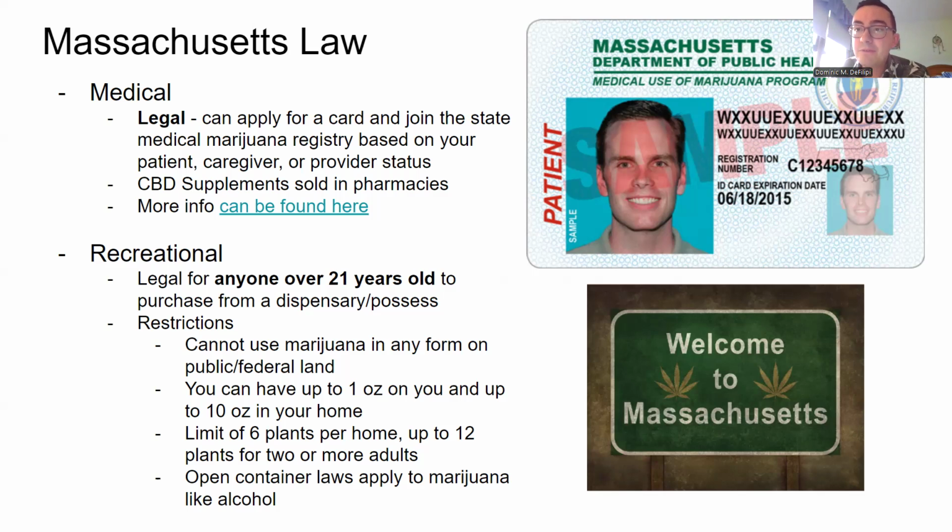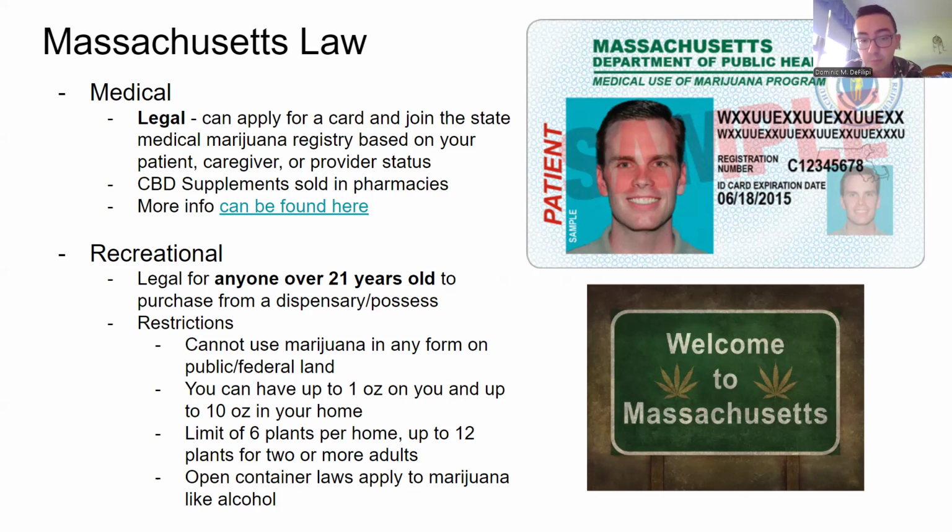It's legal for anyone over the age of 21 years old to purchase from a dispensary or possess it, which is, what's interesting is its restrictions are kind of like open container laws. It's very similar to alcohol, even with the 21 years old age limit. So you can't use marijuana in any form on public or federal land, because again, it's federally illegal. You can have up to 1 ounce on you and up to 10 ounces in your home.